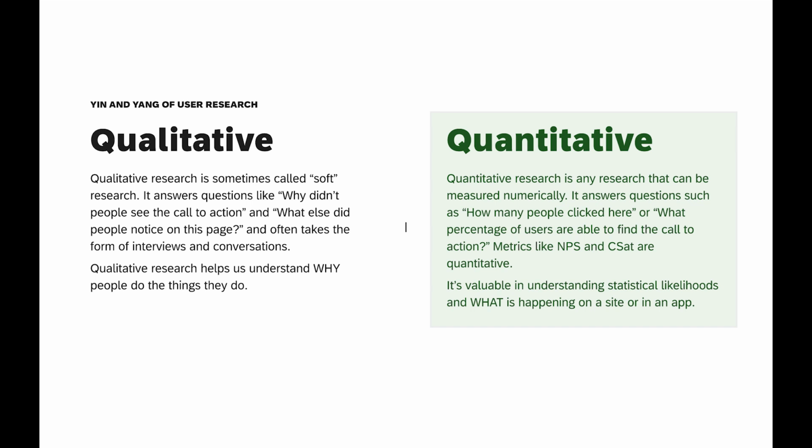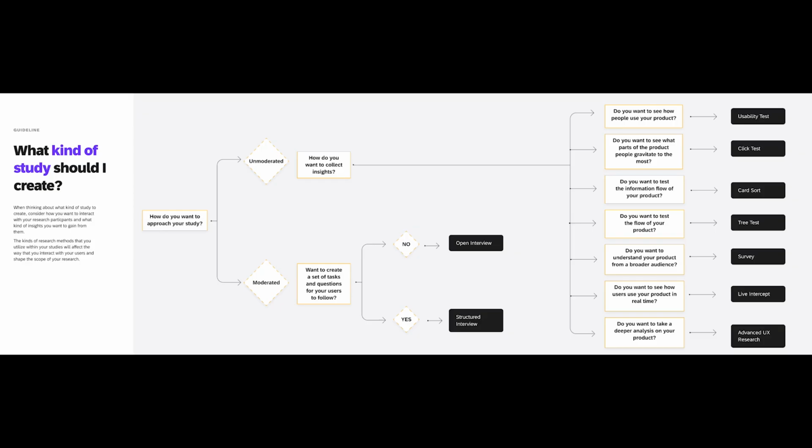On the other hand, quantitative research is any research that can be measured numerically. It answers questions such as how many people clicked here or what percentage of users are able to find the call to action. Metrics like NPS are quantitative. It's valuable in understanding statistical likelihoods and what is happening on a site or in an app. There are different variations of research methods and they fall under the category of either qualitative or quantitative research, but how do I know which one is right for my study and what each method is for, right?